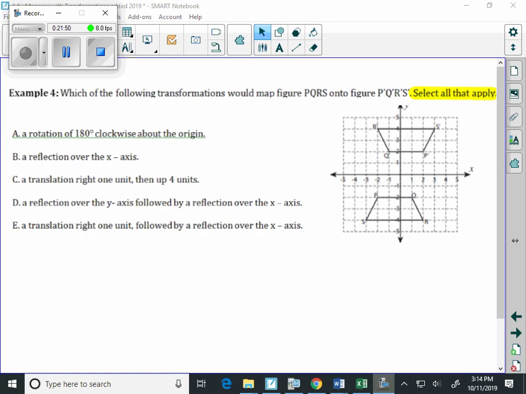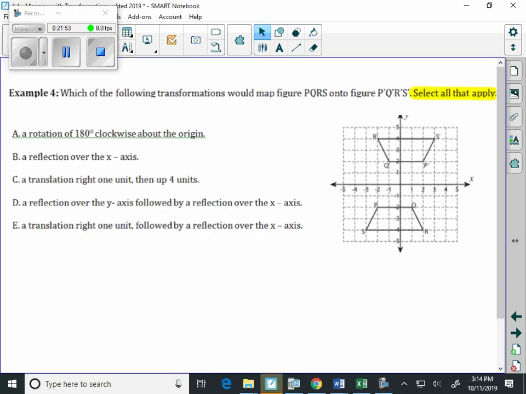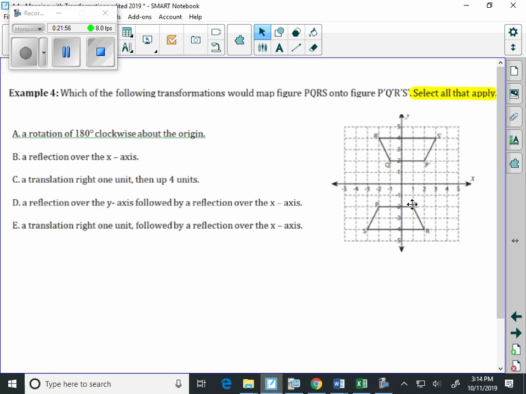Which of the following transformations would map figure PQRS onto figure P prime Q prime R prime S prime? Select all that apply. So remember, again, all of these could be an answer. One of them could be an answer, or two of them, or three of them. Just when it says select all that apply, we have to check every single answer on here to determine which one it's going to be. Hopefully there's at least one of these that we can visually look at and go, oh, that's not the answer.